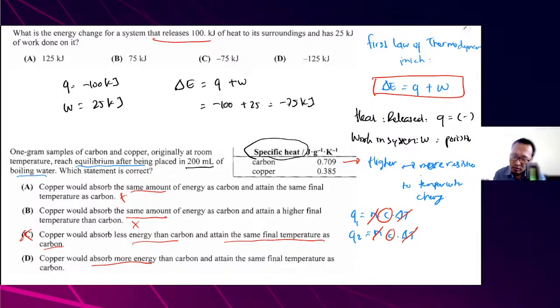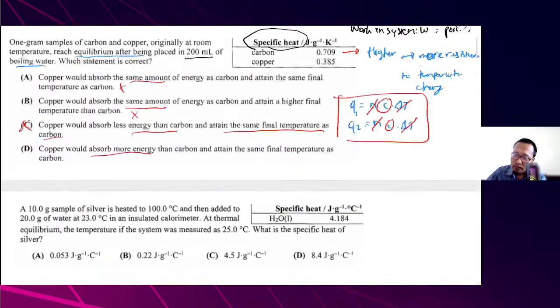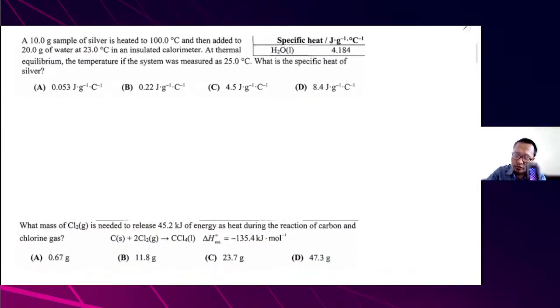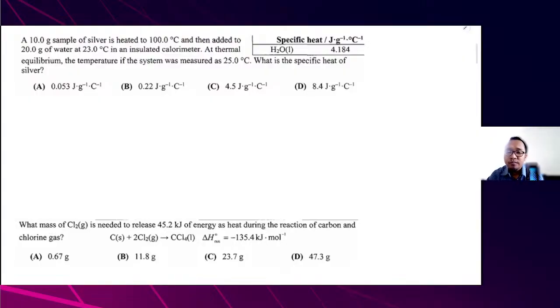Okay, so let's take a look at another question. And remember this equation that I showed you guys. Now, moving on to another question. Before I discuss the next question, let me take a break for a while.